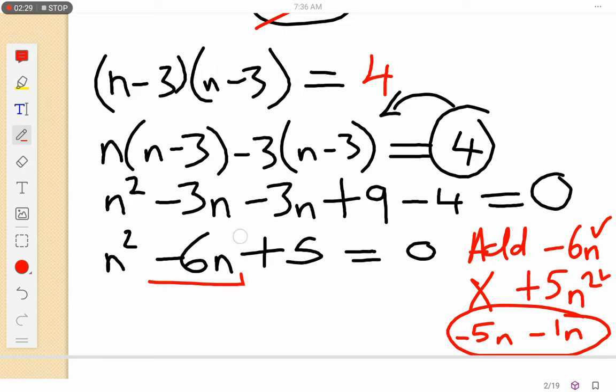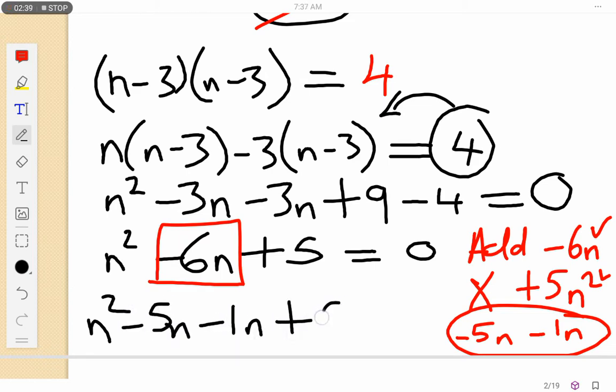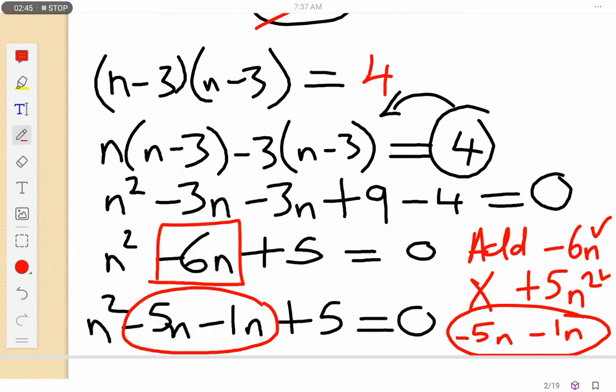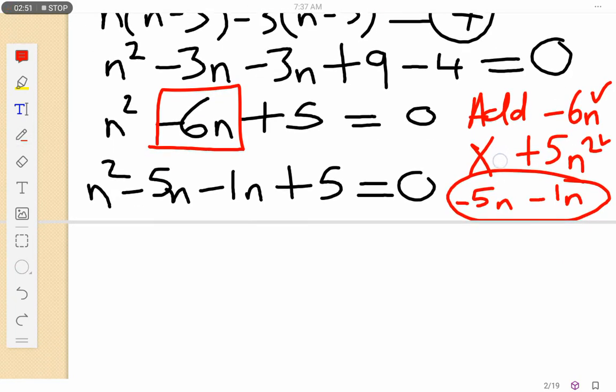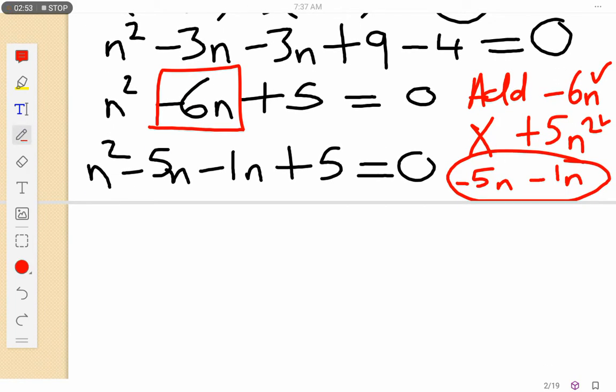So I'm going to replace that on this minus 6n. So when I do that, I'll have n squared minus 5n minus 1n plus 5 is equal to 0. Okay, so at this point, if we are to add, we'll go back to minus 6n there. That's basically what we are doing. Now let's continue. Now factorize, group these pairs, and factorize using pairs there.